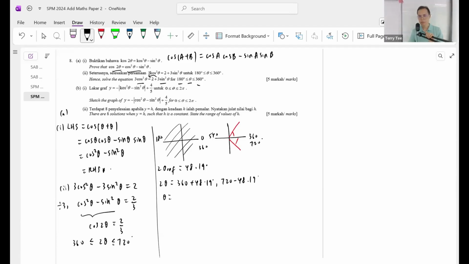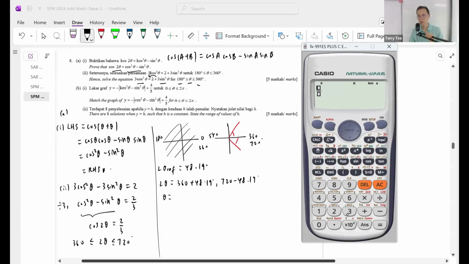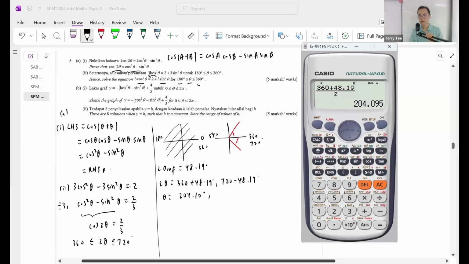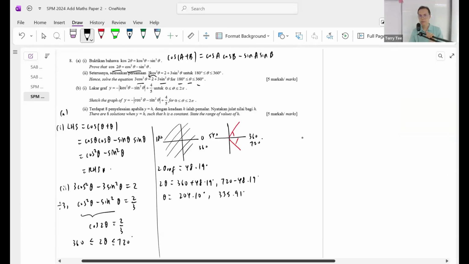Whatever I get, I divide by 2, right? So take 360 plus 48.19 divide by 2. You should get 204.10. Okay, correct? First answer. Second answer, take 720 minus 48.19, divide by 2. You should get 335.91.